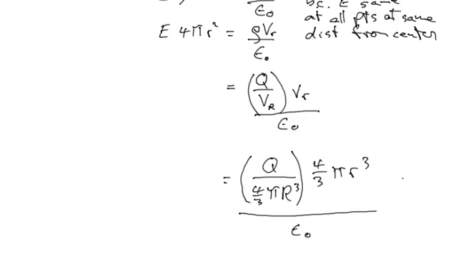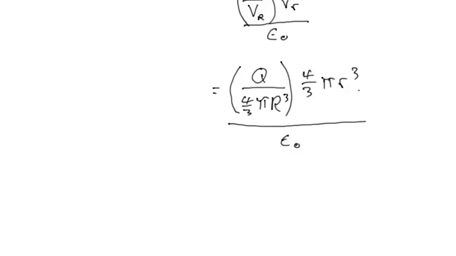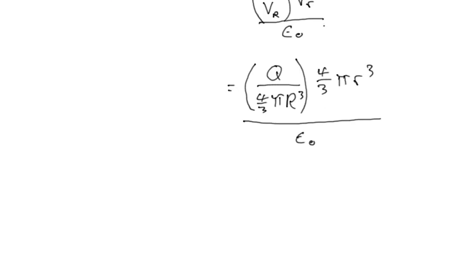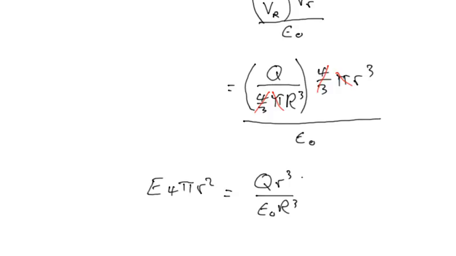So we got, let's see what we had all the way over here, by the way. Yeah. This is equal to, let's see, the 4/3 cancels out. 4/3 divided by 4/3 is 1. Pi over pi is 1. And we got Q little r cubed over epsilon 0 capital R cubed. And that's E times 4 pi little r squared.